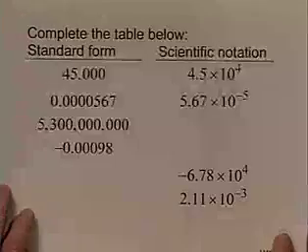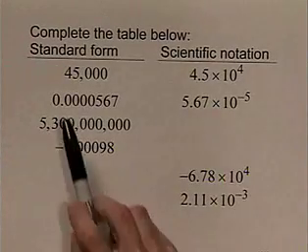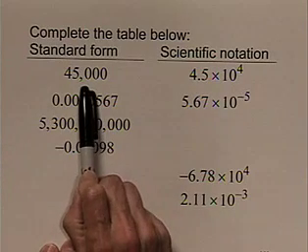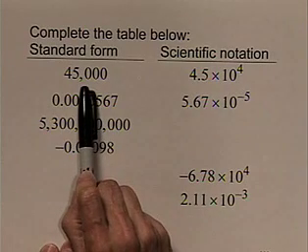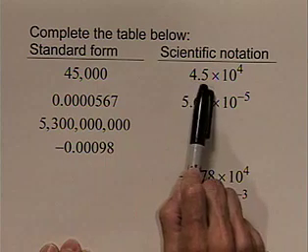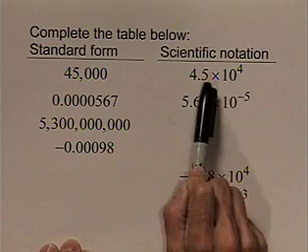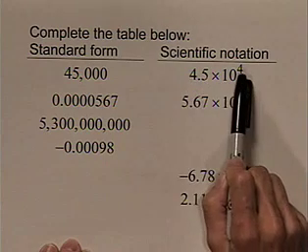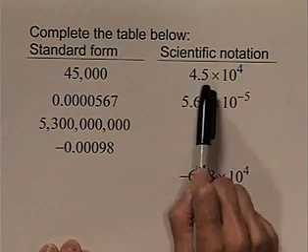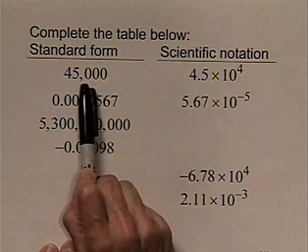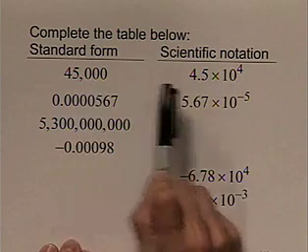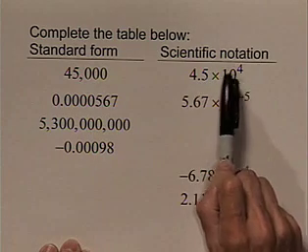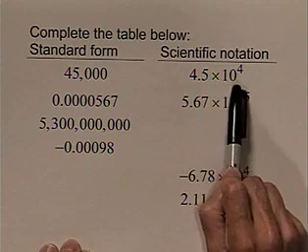Here what we want to do is complete the table. We're given numbers that are in standard form and scientific notation. In the first example, we have the number 45,000. That's the number 4.5 times 10 to the fourth. Notice that 4.5 is between 1 and 10, and 4 is an integer. And if we were to translate the scientific notation back to standard form, we would take this decimal point and move it 4 places in the positive direction.